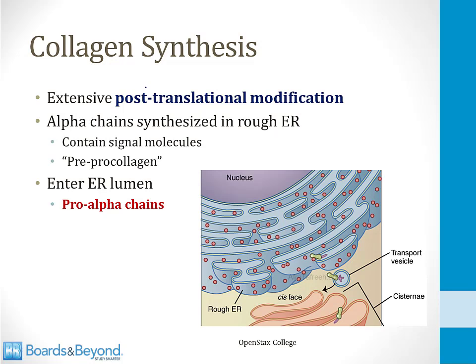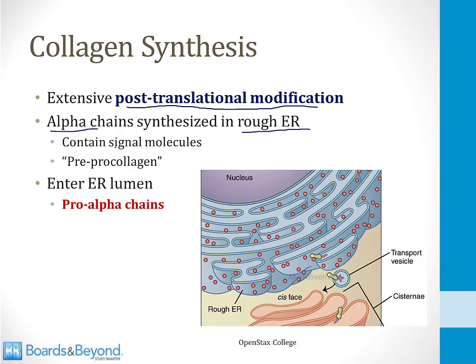Now let's talk about how collagen is synthesized. The first thing you should know is that collagen undergoes extensive post-translational modification. Once the proteins are translated from mRNA, that is only the beginning of the process. There's then a long process of modifying the proteins and amino acids until collagen assumes its final form in connective tissue. The process begins by synthesis of alpha chains on the ribosomes in the rough endoplasmic reticulum.